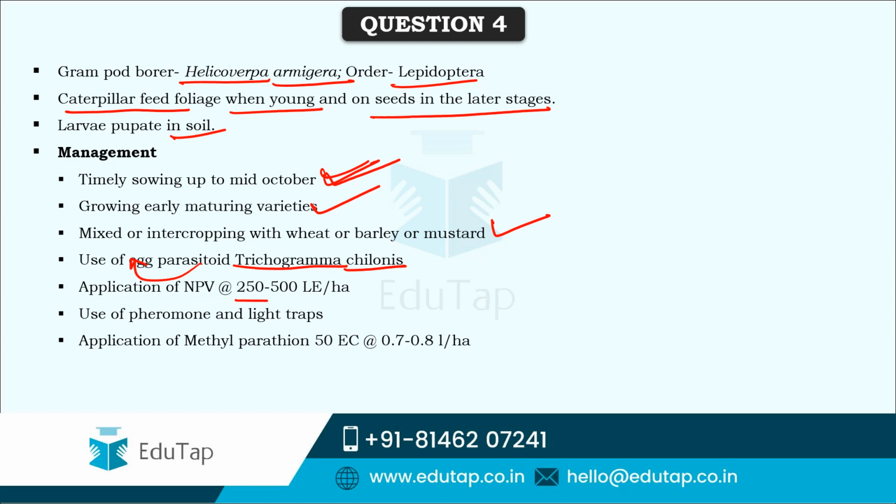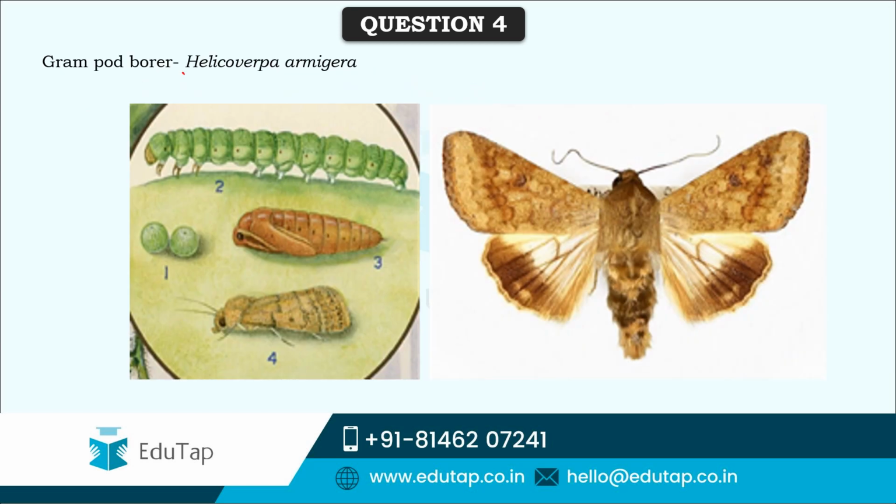Application of NPV at 250 to 500 LE per hectare. Use of pheromone traps and light traps, thereby attracting the adults to those traps and thereby killing them. Application of methyl parathion 50 EC at 0.7 to 0.8 lakh per hectare is another chemical control. So these are the various management practices that can be followed for the control of Helicoverpa armigera. So friends, this is the gram pod borer Helicoverpa armigera. This is the life cycle: egg, larva, pupa, and then adult. This is the adult.